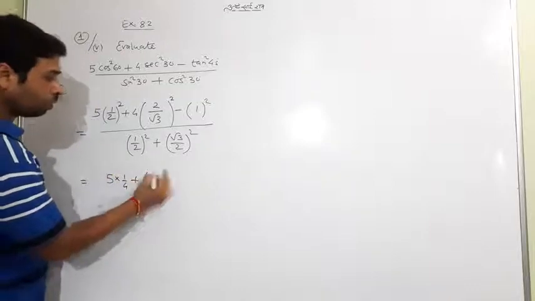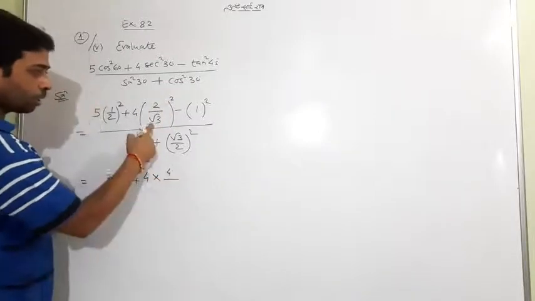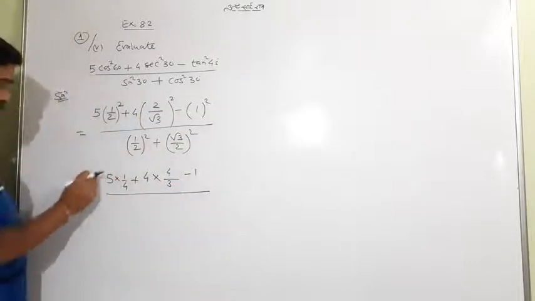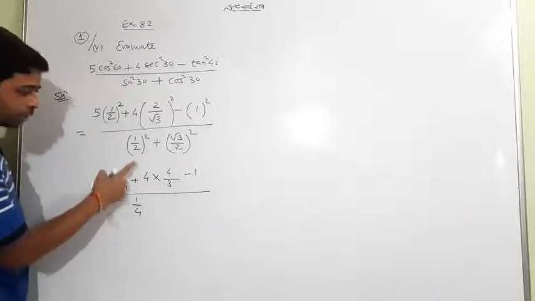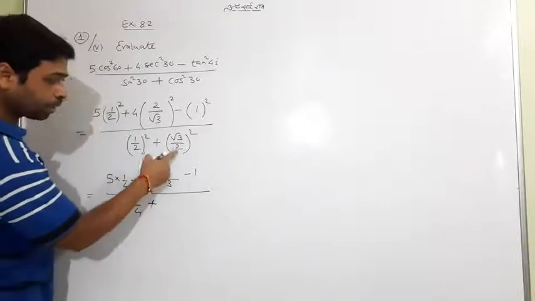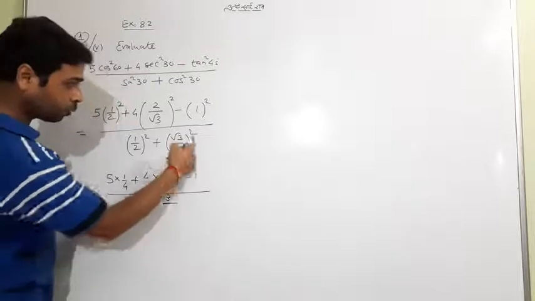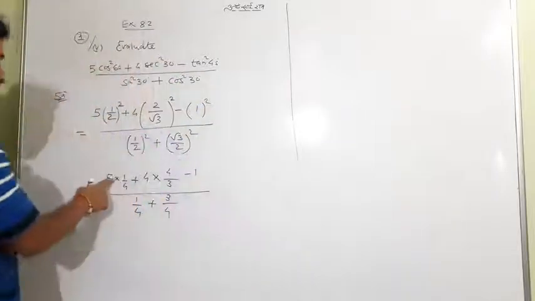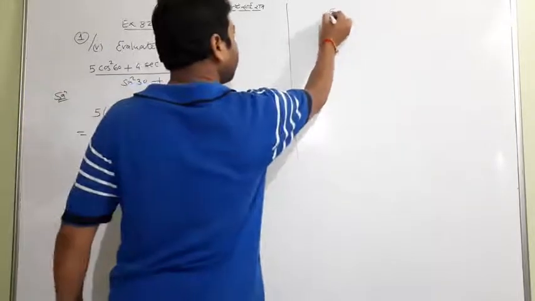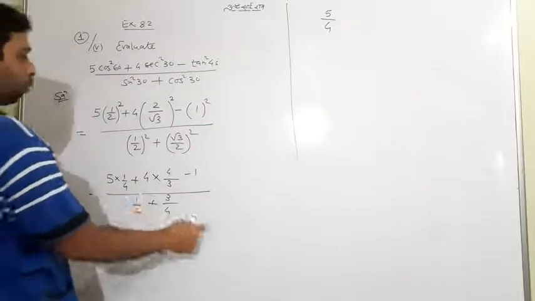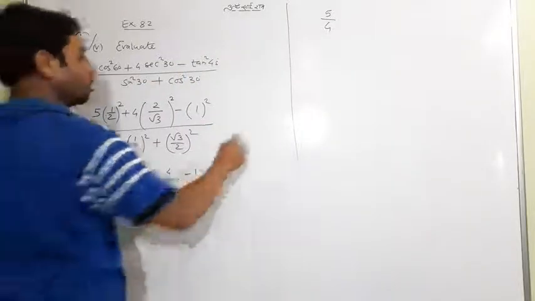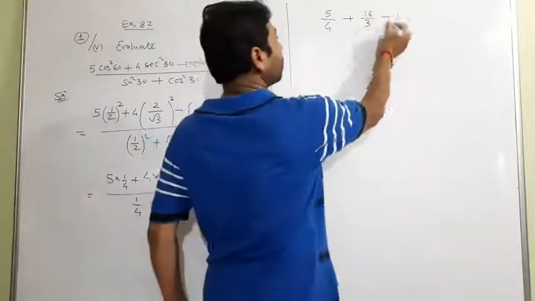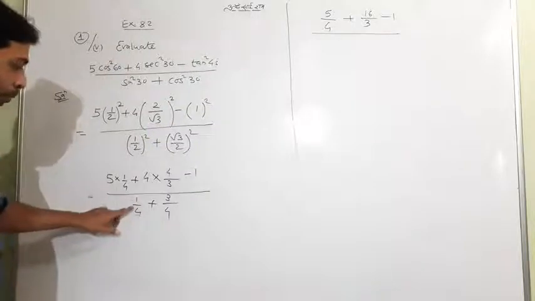4 upon 2 square, with the square of root 3 being 3, minus 1, upon 1 by 4 plus 3 by 4, since root 3 square is 3 and 2 twos are 4. So now we have a simple calculation, and we do it fast. 5 into 1 by 4 means 5 by 4, plus 4 into 4 by 3, 4 fours are 16 by 3, and minus 1, whole upon 1 by 4 plus 3 by 4.